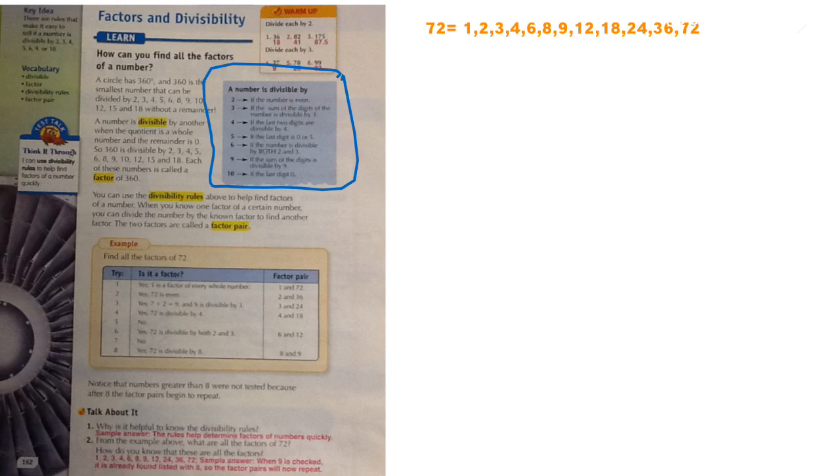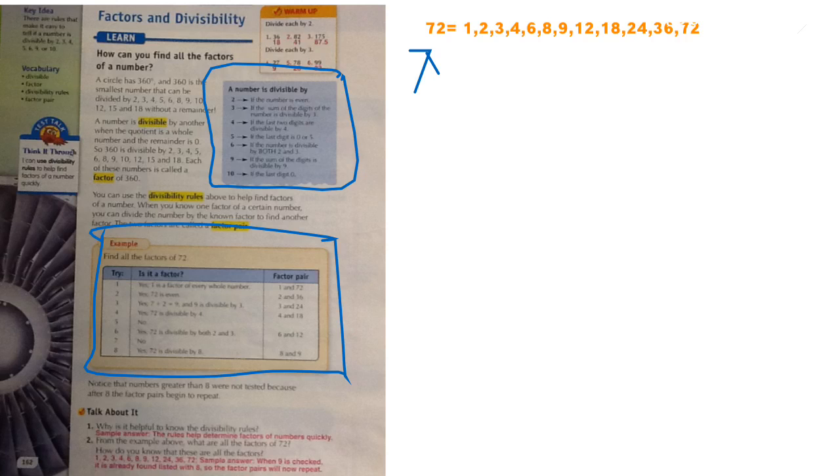Okay, so I just did over here all of the factors of the number 72. They include 1, 2, 3, 4, 6, 8, 9, 12, 18, 24, 36, and 72. How did I do that? I used these divisibility rules, and down below here are all of the pairs based on these divisibility rules for the number 72. So you would read this blue box like this.